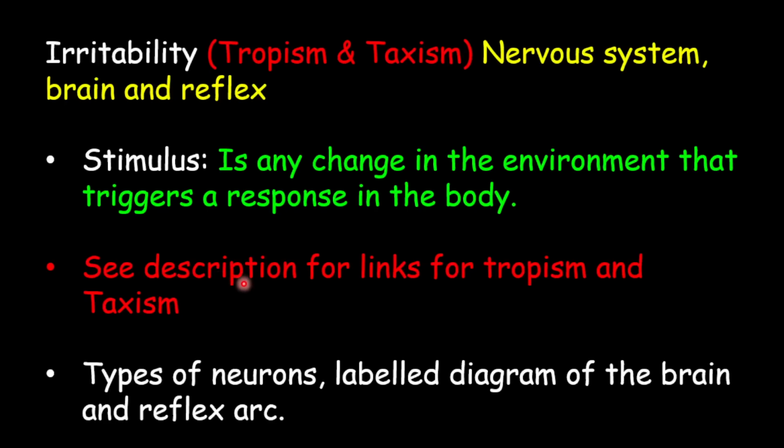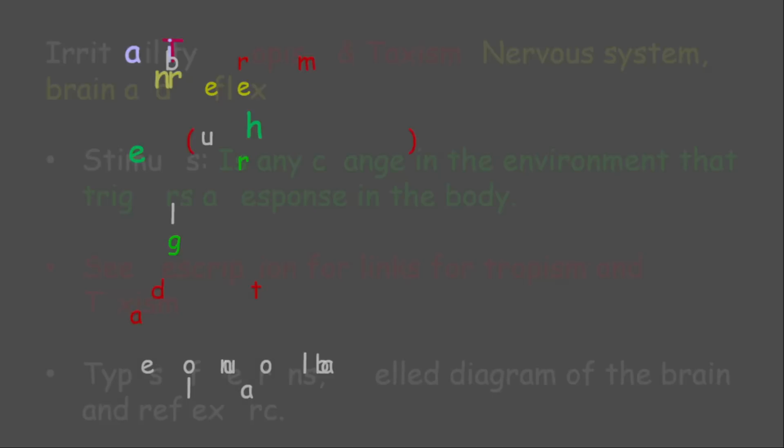All right, the nervous system I'm going to run through real quick. Even though I have videos on that, you can also run over to those if you want. We want to talk about types of neurons. We want to look at labeled diagrams of the brain and the reflex arc. I have those coming up just now.